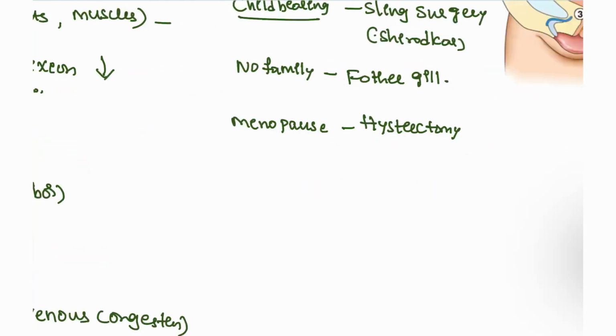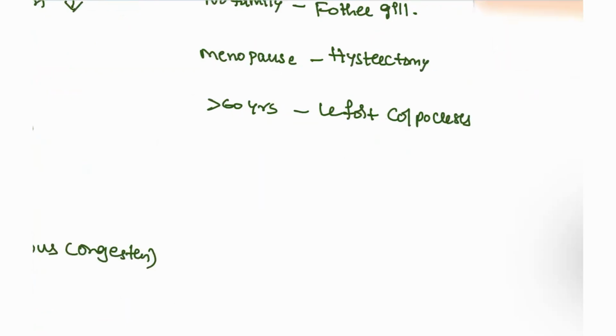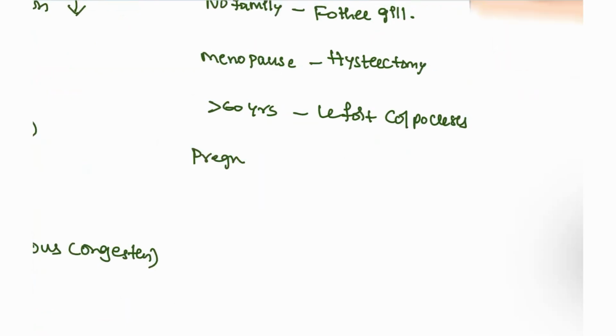Right, this is how we are going to proceed. Next, if they are more than 60 years with comorbidities, then we can go for the Lefort colpocleisis. This is the protocol that we are going to follow. Next, for a woman who is pregnant with prolapse, we are going to proceed with the ring pessary.